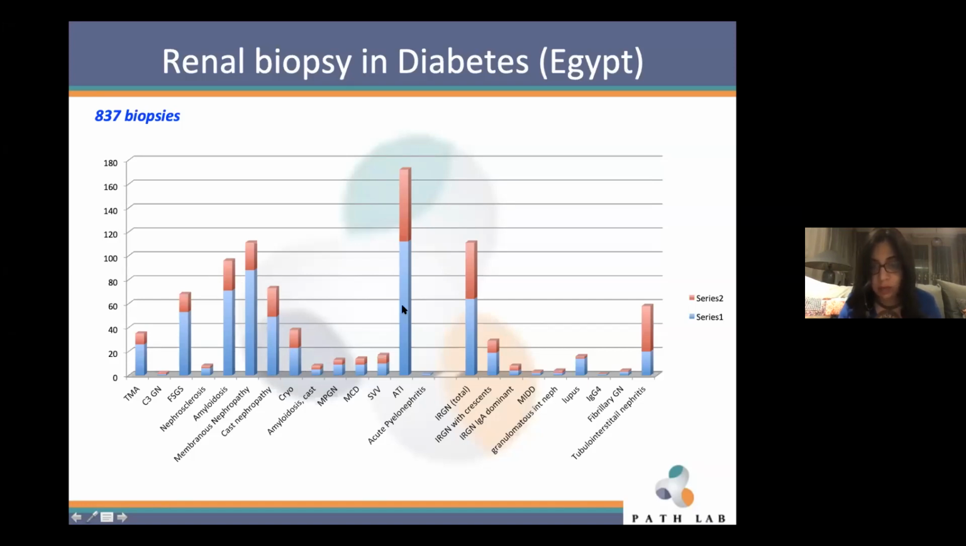But the longest two columns were actually the infection ones. This is infection-related glomerulonephritis, and this is acute tubular injury. So at the end of the day, acute tubular injury was the commonest cause noted in the biopsies of these patients because, as I said, it corresponded to the indication of the biopsy, which was acute kidney injury. But everything else was seen.